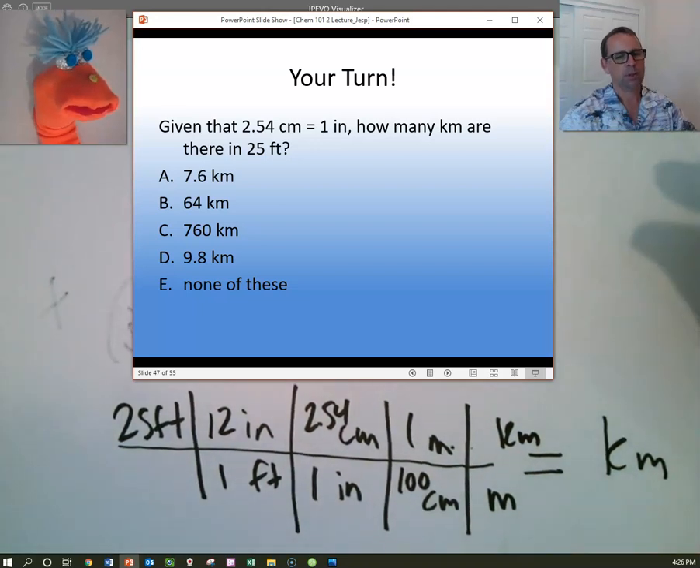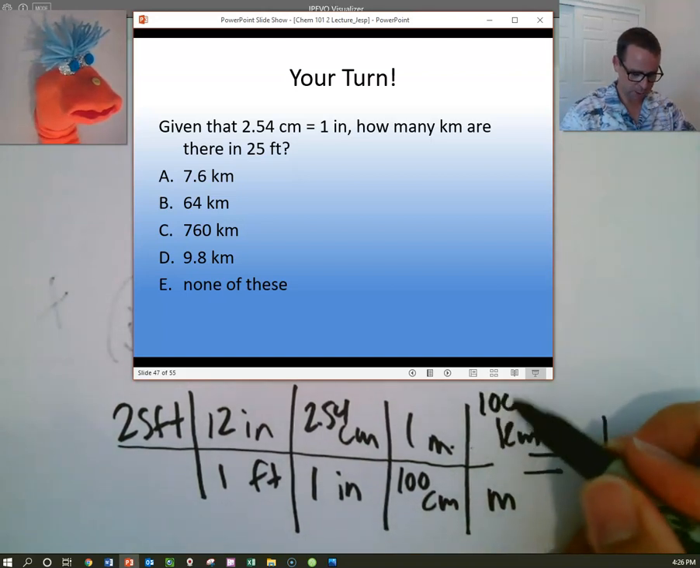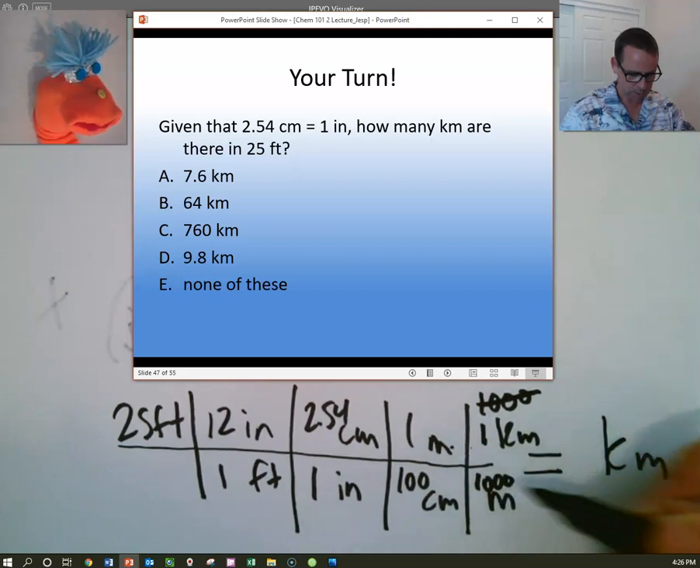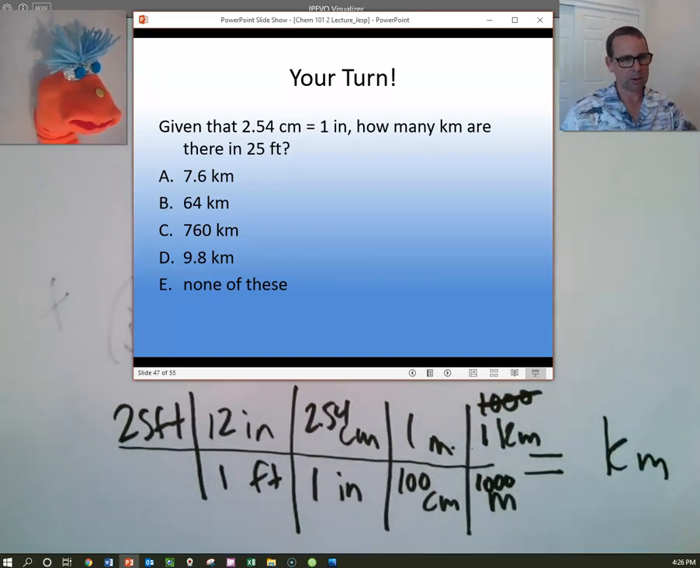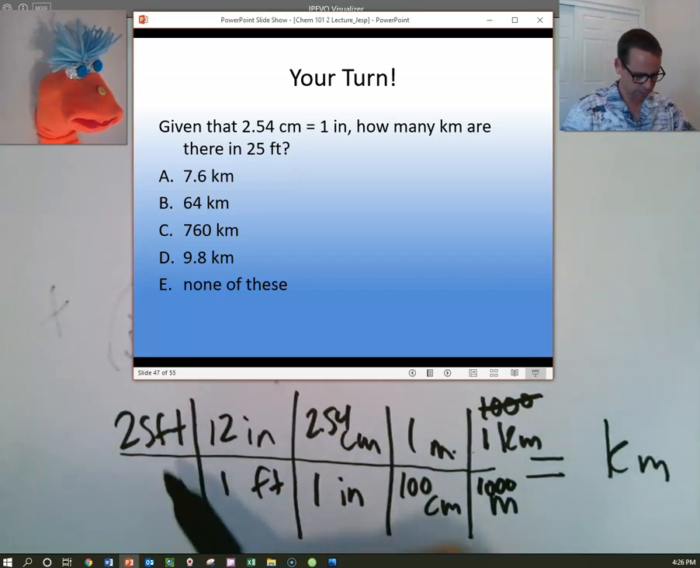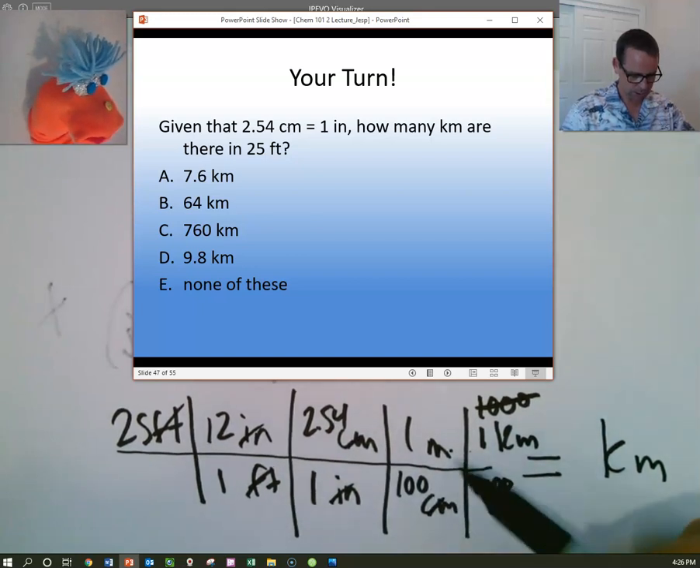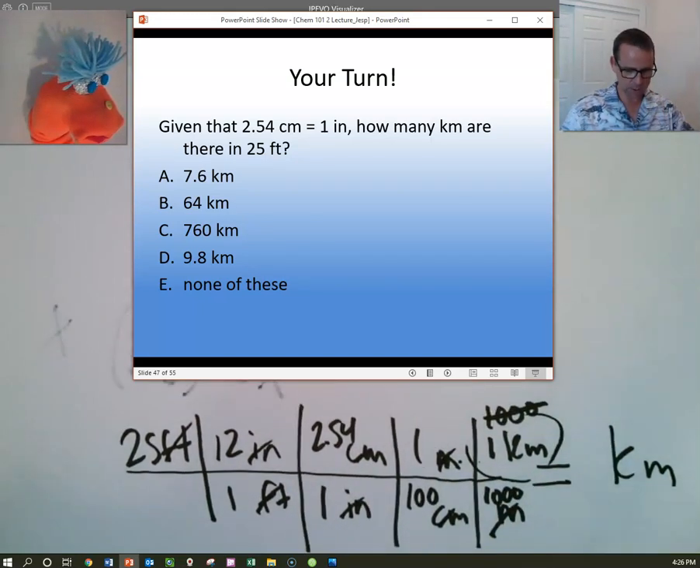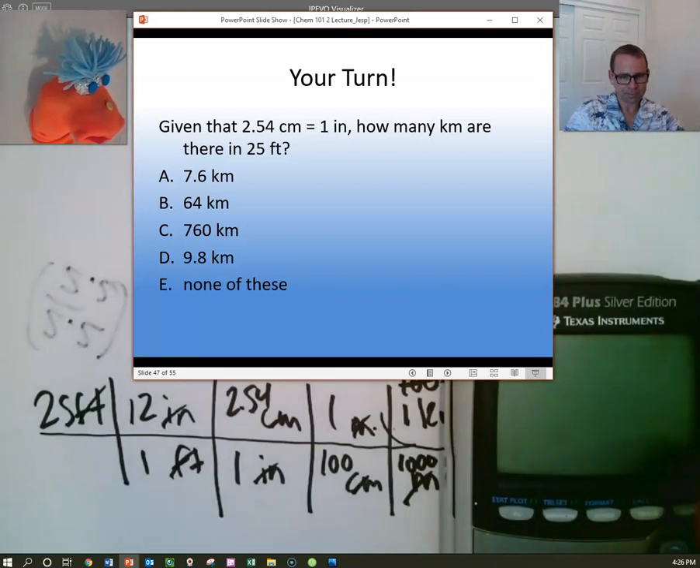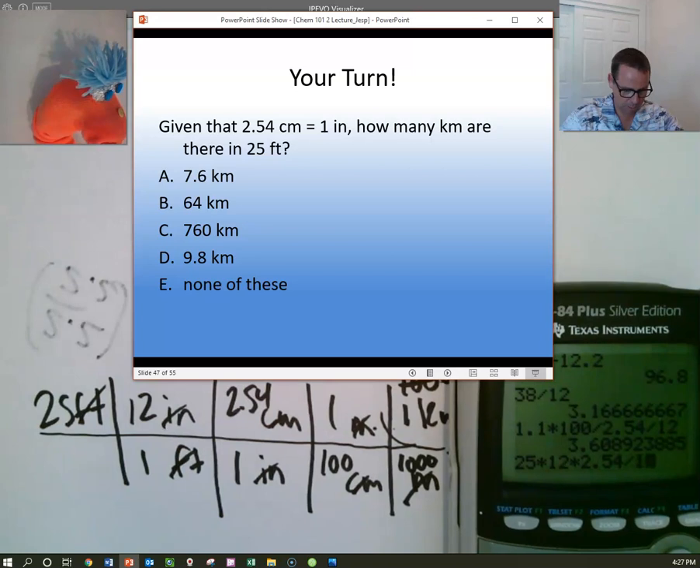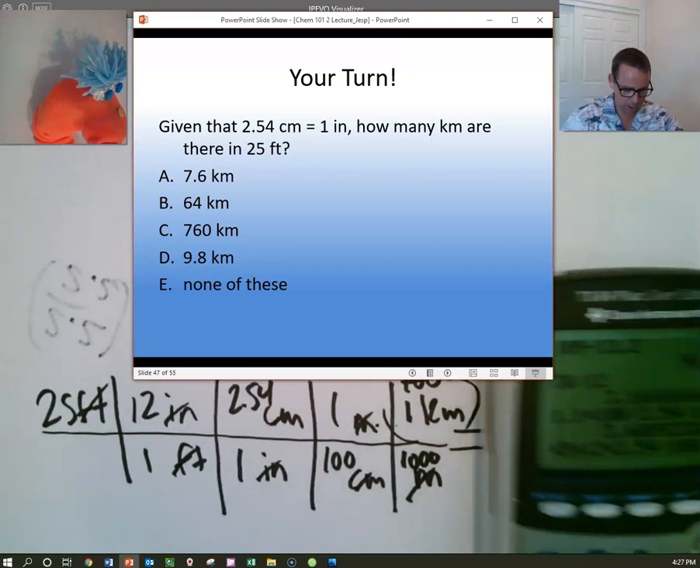What's our number there? It's 1,000. 1,000 meters for kilometers. Okay, 1,000 meters for... No. 1,000 goes on the bottom. Okay. 1 kilometer is 1,000 meters. Yeah, good. All right, excellent. So, 25 feet to inches. Inches just cancels out. Centimeters cancels out. And meters cancels out. So I'll be in kilometers. So to get the answer, I take my 25 times 12 times 2.54 divided by 100 and then divided by our 1,000.